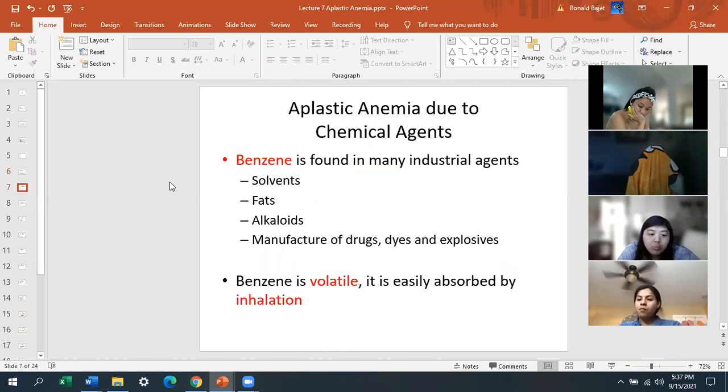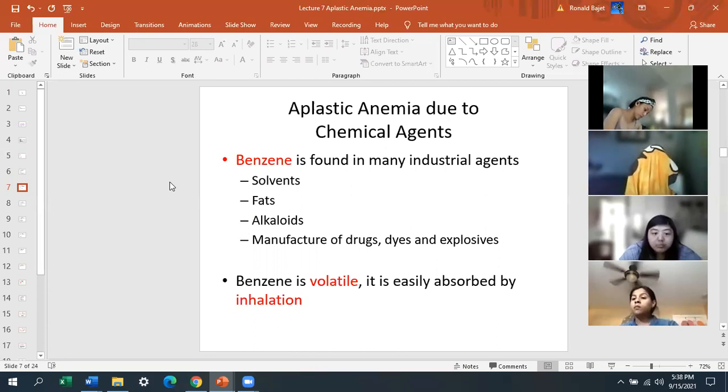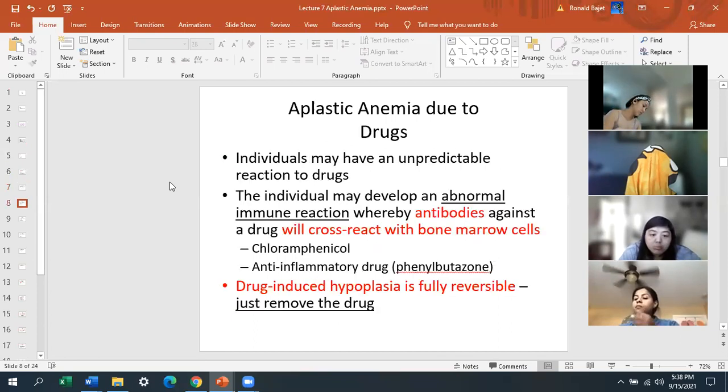And benzene is found in many industrial agents like solvents, cleaning agents, fats, alkaloids, manufacturers of drugs, dyes, and explosives like TNT, that's an explosive. And the way you acquire the benzene into your system is that because benzene is volatile, you can breathe it in by inhalation. Okay, that's how you expose yourself to the benzene, and as a result, you can get aplastic anemia.